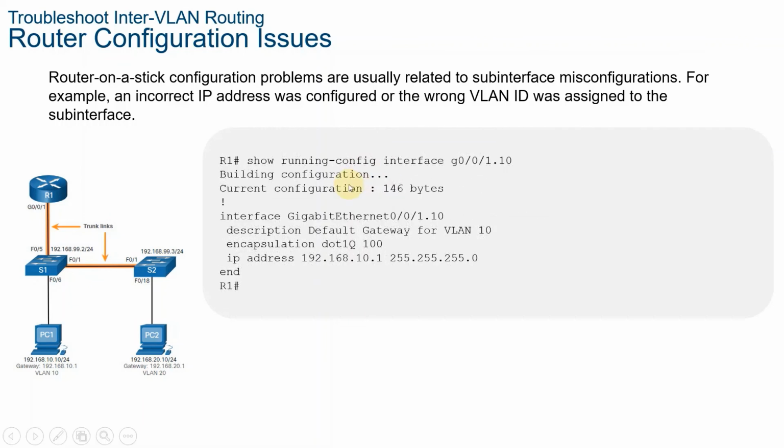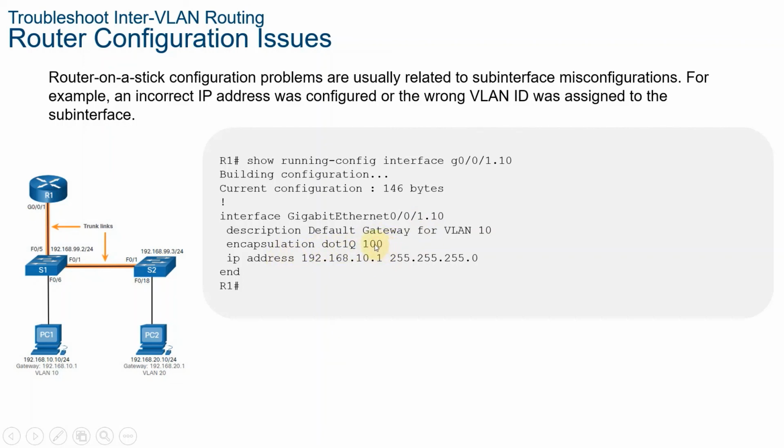Now notice that G0/0/1.10 has been incorrectly assigned to VLAN 100 instead of VLAN 10. So this is confirmed by looking at the configuration on R1 gigabit Ethernet 0/0/1.10. So take note, you've got encapsulation dot1Q 100.